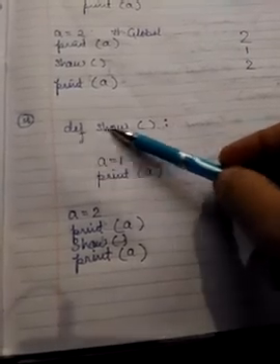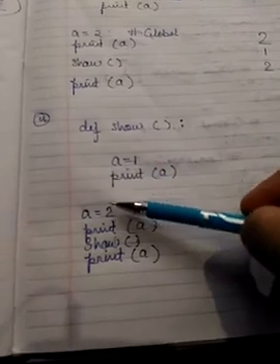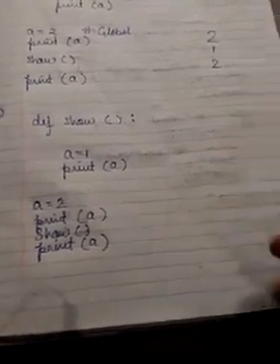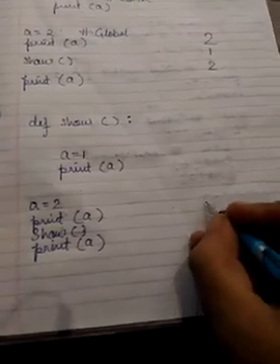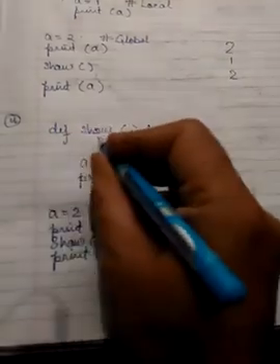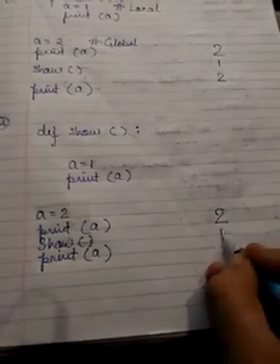The interpreter reads the header of the function. After that it will skip the definition. It will move to the main body. Here a equal to 2. Print a. You will get 2 as an output. Show. It moves here. A equal to 1. Print a. You will get 1. Again it moves here. Print a. Again you will get 2.